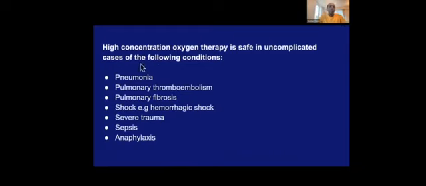Let's look at examples of high concentration oxygen therapy. High concentration oxygen therapy is safe in uncomplicated cases of the following conditions: pneumonia, pulmonary thromboembolism, pulmonary fibrosis, shock, for example, hemorrhagic shock due to bleeding, severe trauma, sepsis, anaphylaxis. What is a high concentration? We are talking about 94 to 98% oxygen.